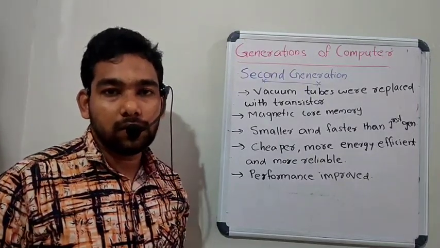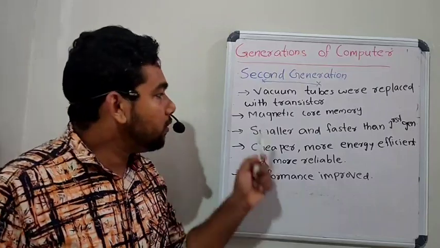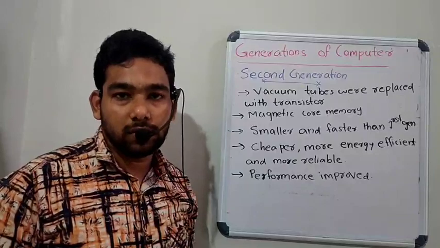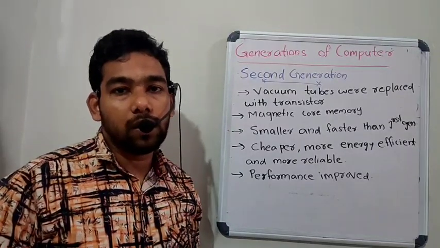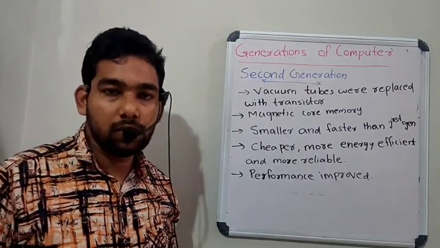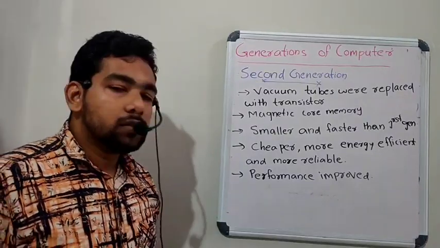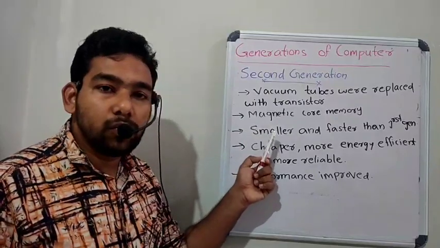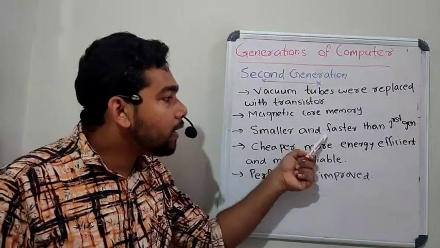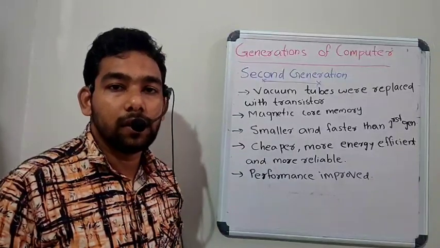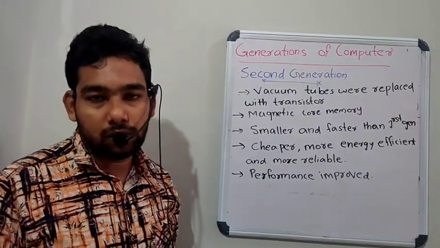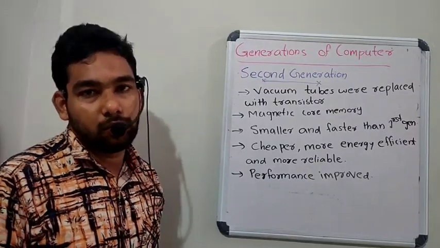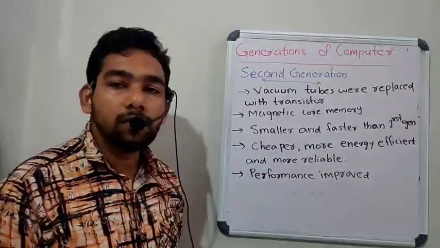In the second generation, memory used magnetic core memory for storing instructions and for other storage purposes. Third, second generation computers are smaller and faster than first generation computers. Comparing with the first generation computers, the second generation computers are smaller and faster.